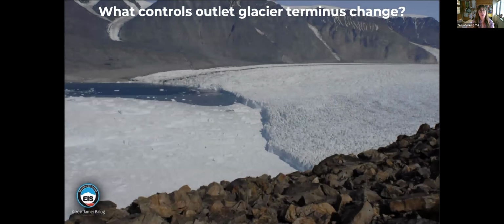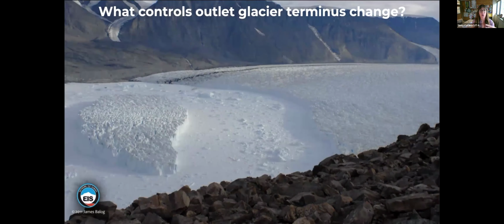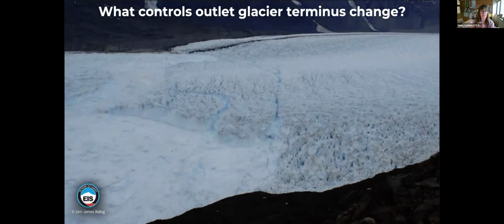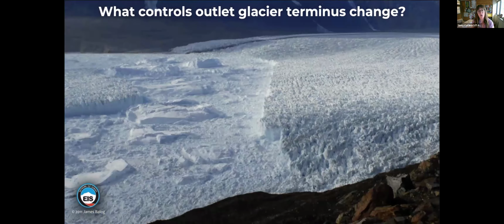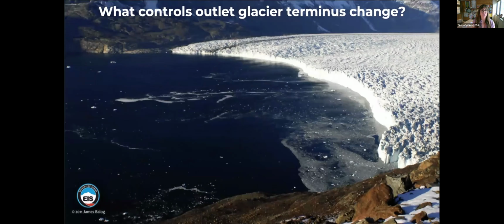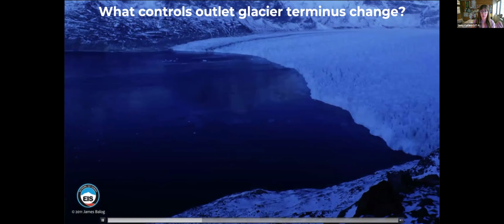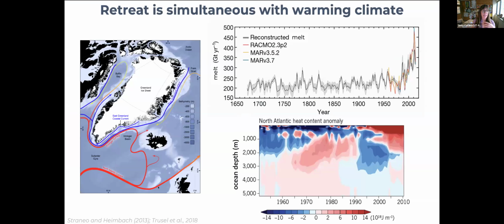But that said, these terminus zones for Greenland are sort of the ground zero for sea level rise because they're low lying. And so they feel the climate system more strongly than the interior. And any change that happens in the terminus region propagates farther inland. And so it's important to understand and quantify the changes here and to get at what's really controlling them. And so what we do know is that the retreat that happened in Greenland was largely simultaneous with regional climate warming in the Arctic. So this is showing the North Atlantic heat content anomaly.